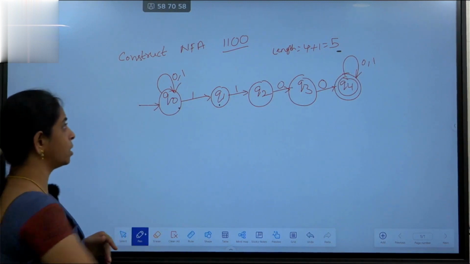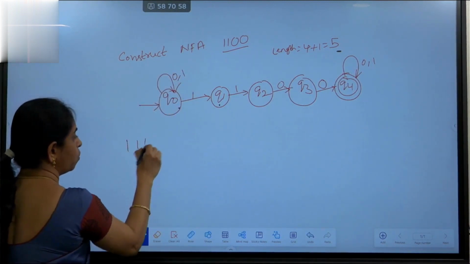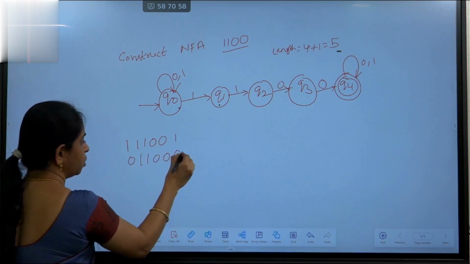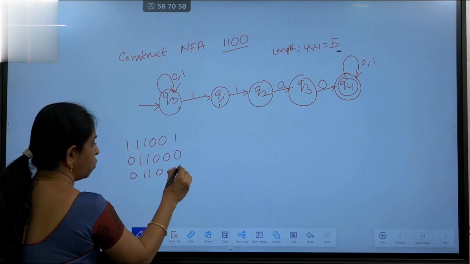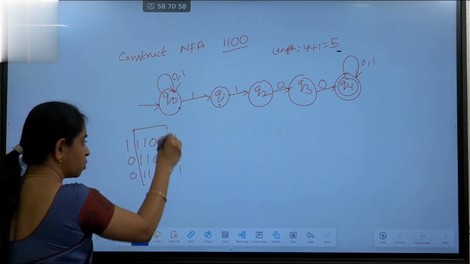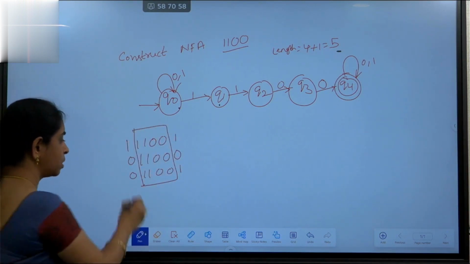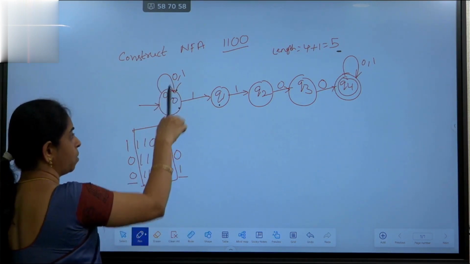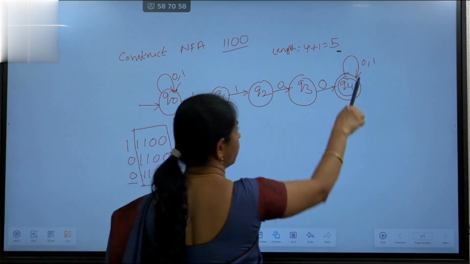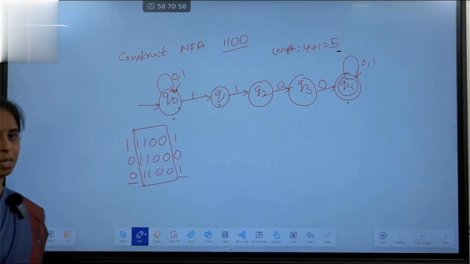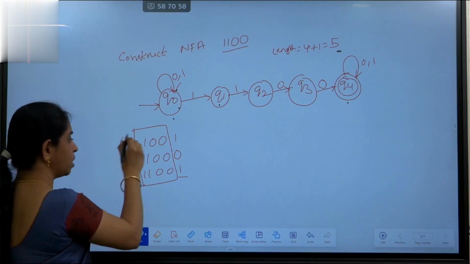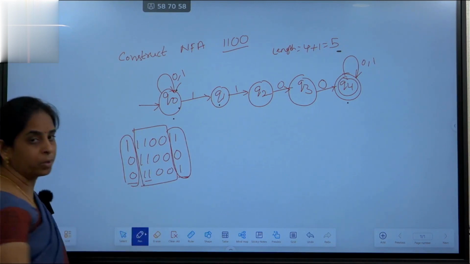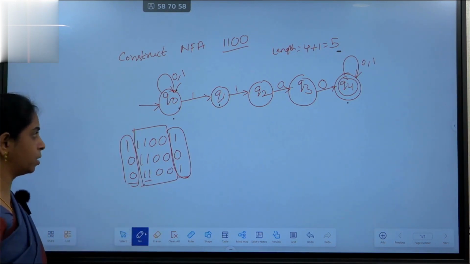So the strings that we can accept are 1 1 0 0 1, or 0 1 1 0 0 0, or 0 1 1 0 0 1. The point is, double one has to be followed by double zero. The starting and ending symbols can be anything. So I have given 0, 1 for the initial state and again 0, 1 for the final state. That means any number of ones or zeros at the start and the end, but in the middle it has to follow the condition of double one followed by double zero.